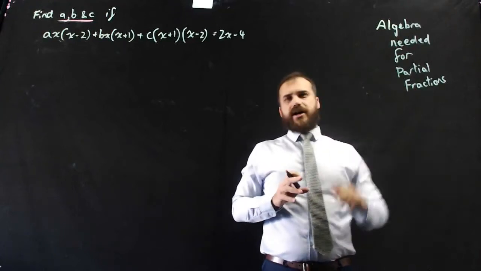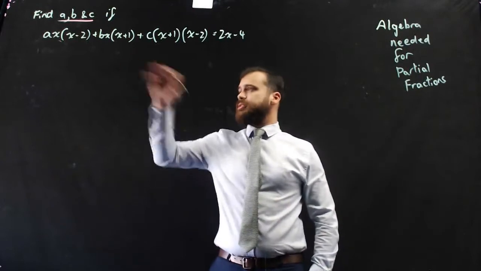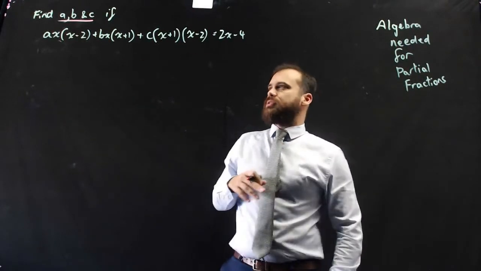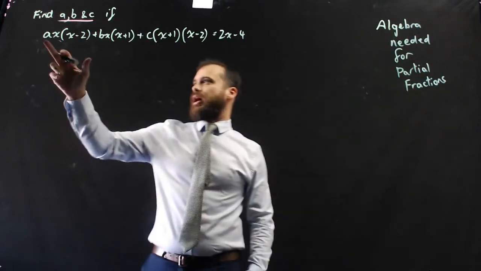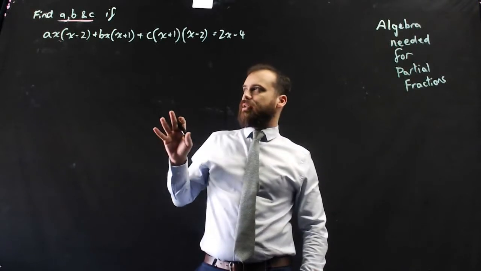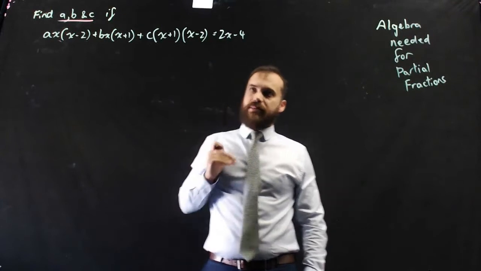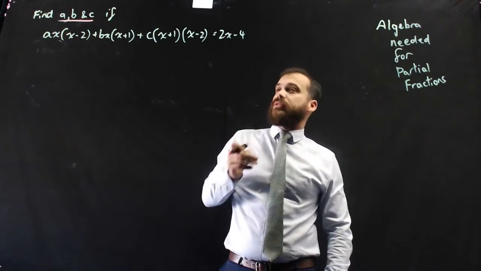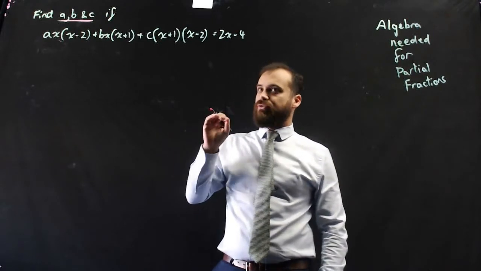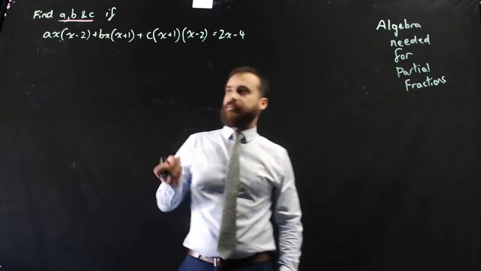Alright, so just a little bit of algebra that you're going to need for our next topic, which is partial fractions. Here's a question. Find A, B, and C if all of that. So you've got a problem here because you've got A, B, C, and X as variables. Now, because they're all variables here, you can essentially sub anything you want in for one of them. Now, the trick is to sub in values for X so that things disappear. What do I mean by that?